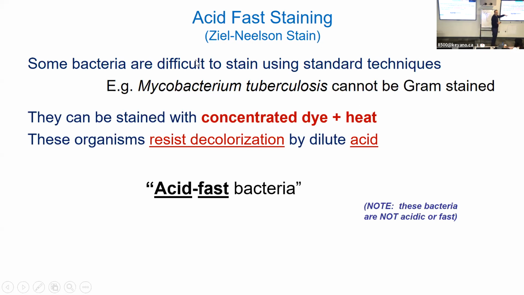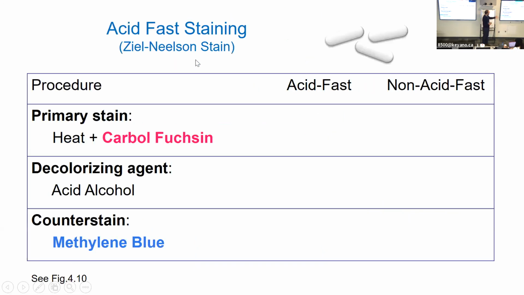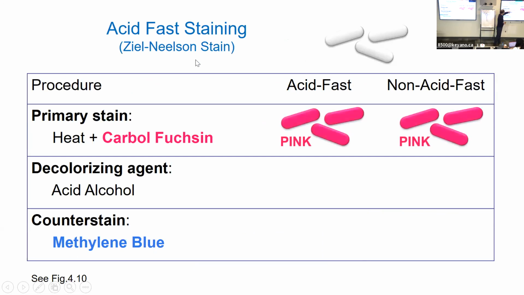So to stain these things, you're using concentrated chemicals, acid, and heat. You're trying to get the stain through that waxy layer, right? I'll show you how this process works here. The acid is used to decolorize, and the fastness means secure. So let's talk about this procedure for a minute. First you throw on this primary stain, which is called carbol fuchsin, right? What's fuchsia? What color is that? Pinkish, but like a hot pink, right?